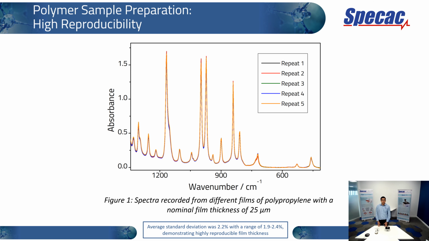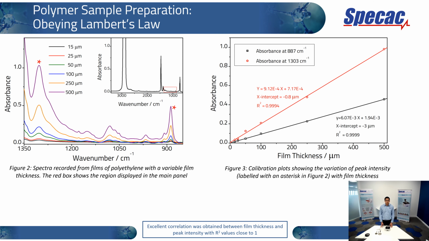Here we look at the film maker's capability of meeting high reproducibility. So here we just have one thickness, 25 micron thickness polypropylene, with the spectra taken 5 times at 5 different recordings, and you can see very high reproducibility in this set of spectra. The film maker is very good at obeying Lambert's law and using Lambert's law to verify the film thicknesses.